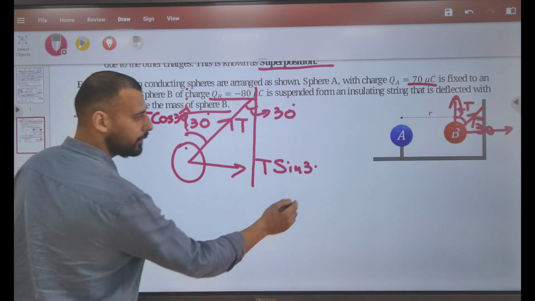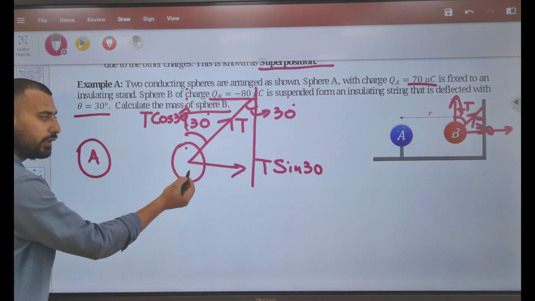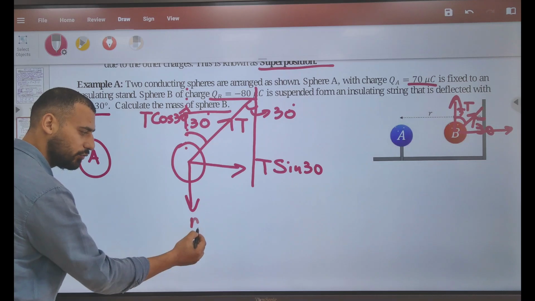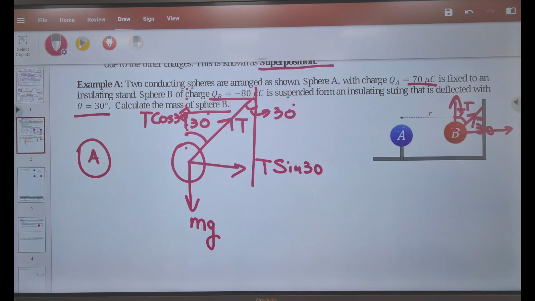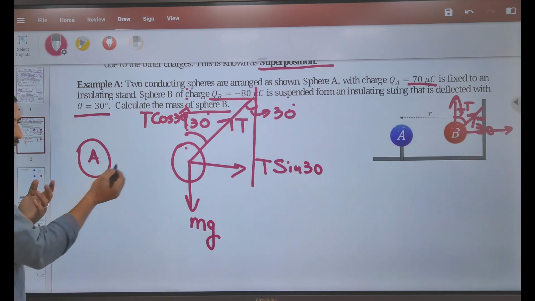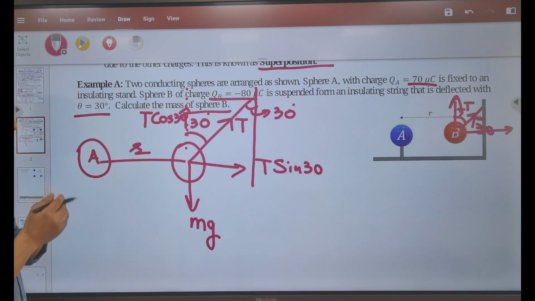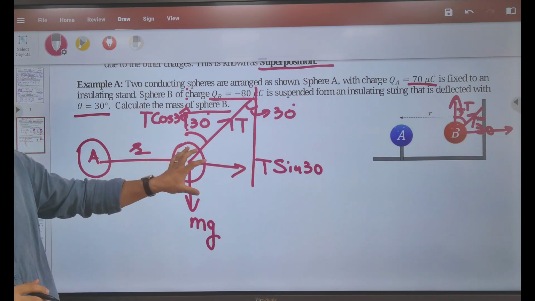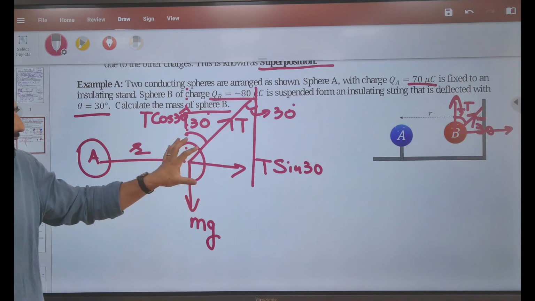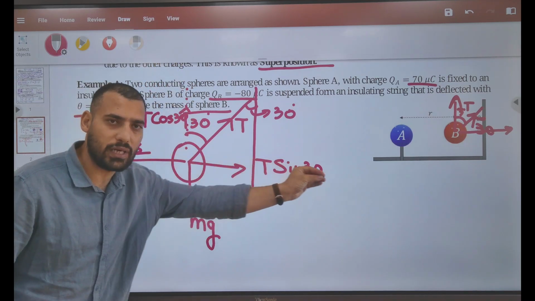But you need to understand, you agree that this body has a mass, weight, which is downwards, mg? Yes? The weight is downwards. So this is positively charged, this is negatively charged. They want to attract. The distance is r. So when this body deflects, it stays here. So it is in equilibrium. When this body is in equilibrium, it doesn't want to go up, down, right or left.